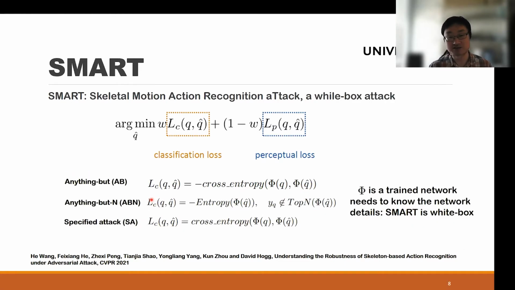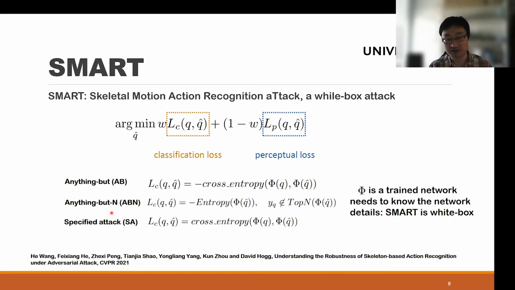For classification loss, it's even simpler. It enables us to initiate different modes of attacks. For example, say if f represents a trained network, then we can do what's called an anything-but-A attack by minimizing this negative cross entropy. Essentially, this is maximizing the cross entropy. On a high level, this is saying I want the class label of the adversary to be different from the ground truth. As long as it's different, that's okay. So this is the easiest attack mode.